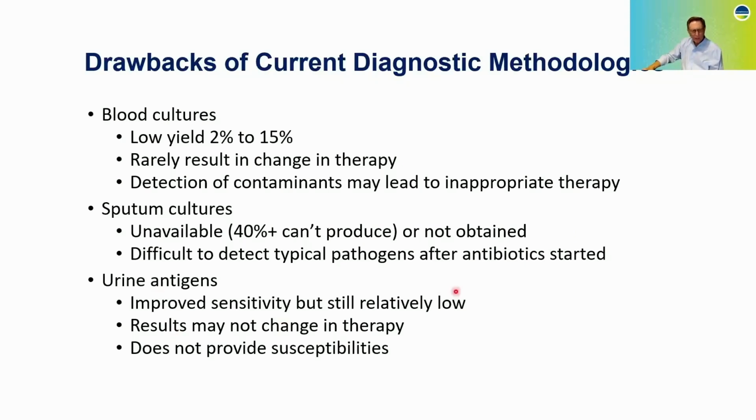And then the urinary antigens such as Legionella and pneumococcus, which I've mentioned, do improve the sensitivity, but remember, this is not a culture. So it doesn't provide us with susceptibilities.